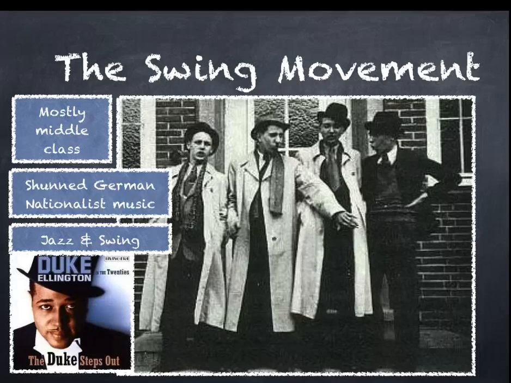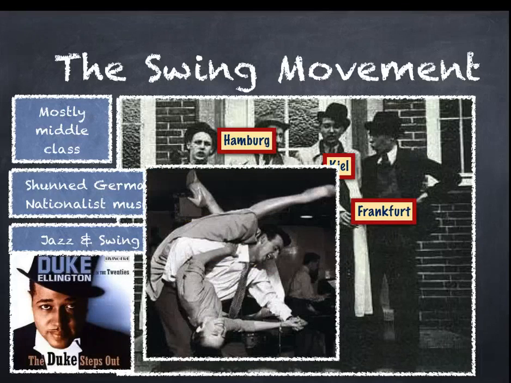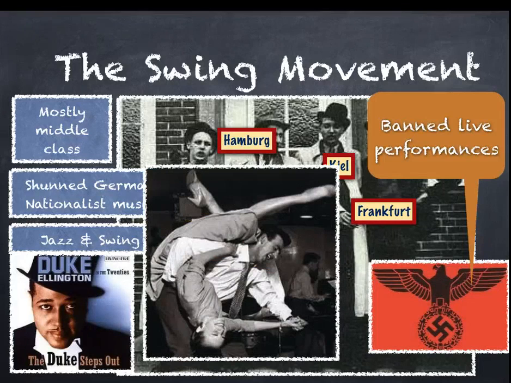But the swing movement, they were young people, they didn't want to be told what music they could and could not listen to. And there were many groups in Hamburg, Kiel, Berlin, Frankfurt, Dresden, many groups around Germany. The Nazis, in fact, then banned live performances of jazz and swing music. So basically the scene went underground. Of course, when you ban something, in many ways, it can appear to be more desirable and more cool.